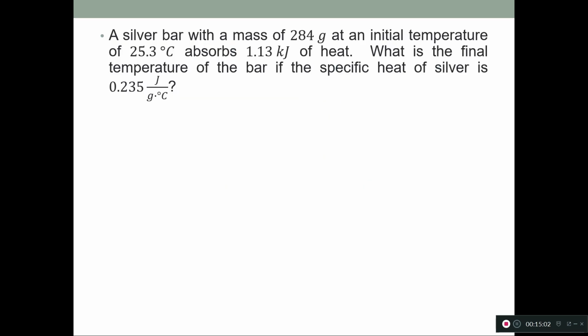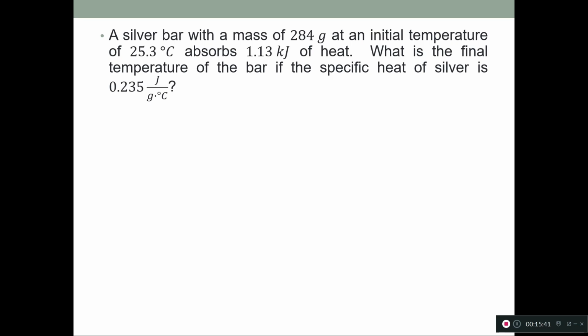We can also use this equation to predict what temperature something will be after transferring a certain amount of heat into it. So say we have a silver bar with a mass of 284 grams at an initial temperature of 25.3 degrees Celsius, and it absorbs 1.13 kilojoules of heat. We want to know what the final temperature of the bar of silver is if the specific heat of silver is 0.235 joules over grams Celsius. So again, I would encourage you to pause the video and try this on your own.